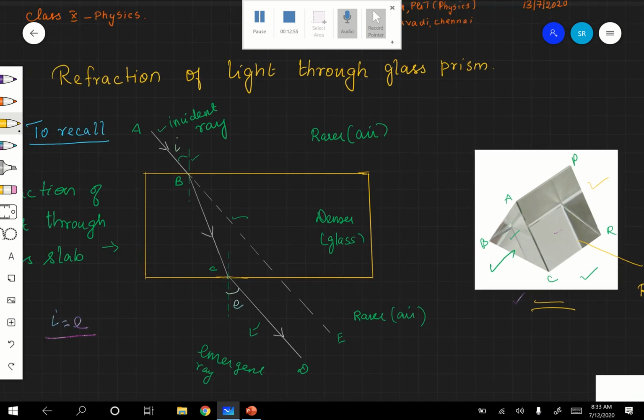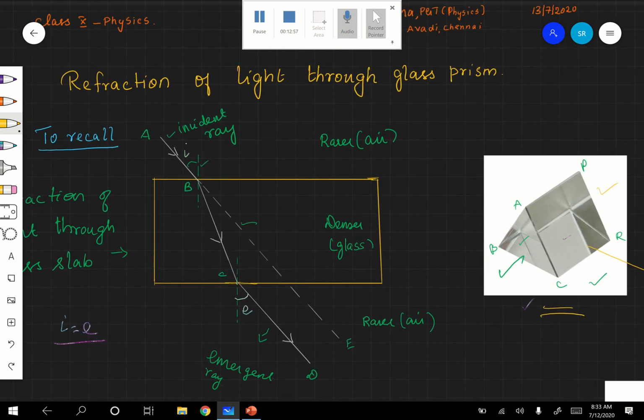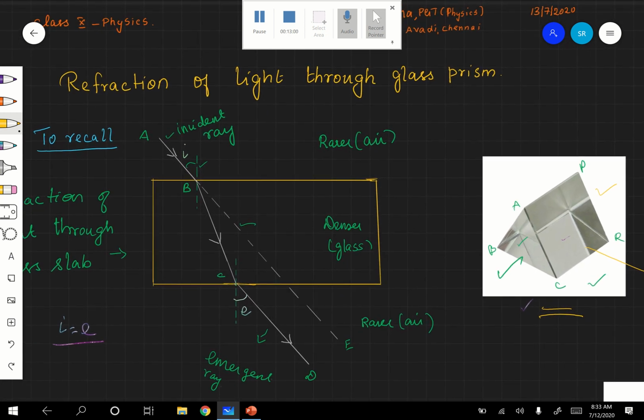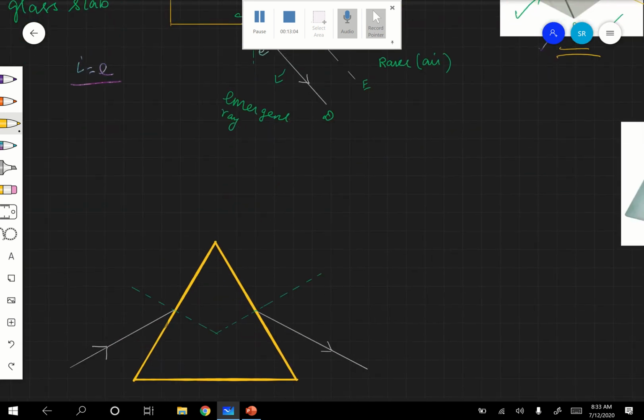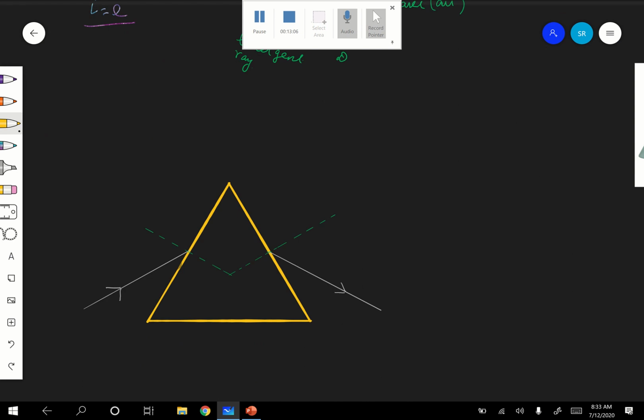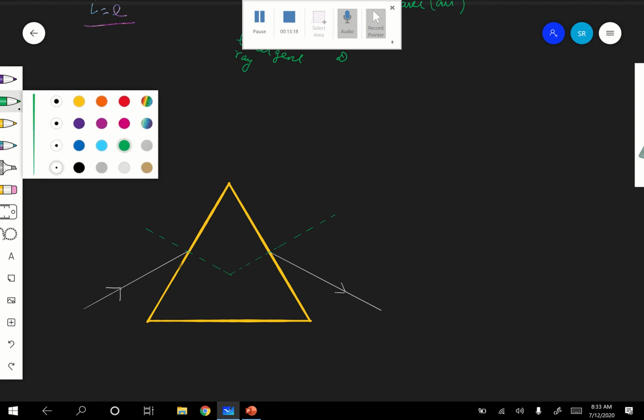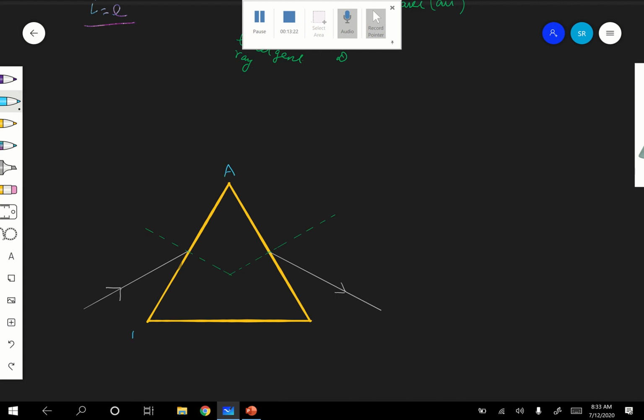Now that you know what a prism is and how the prism will look, we'll go to refraction of light through the glass prism. Now I'm going to show you. See, this is the prism that we have seen here. What are all the names given here? A, B, and here it is C. This is the prism, right?